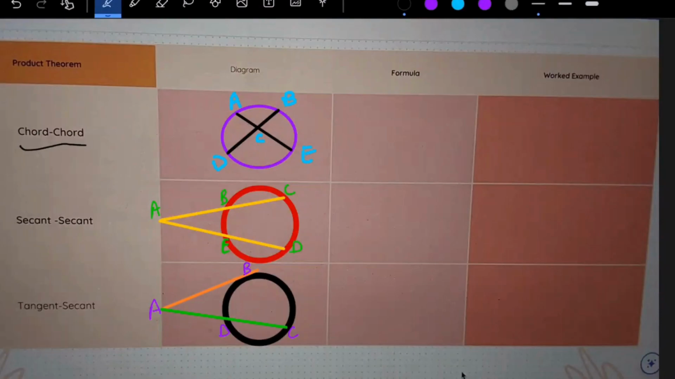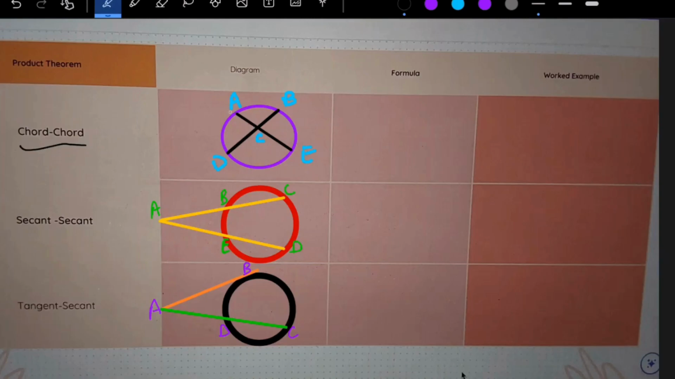Welcome to another video. This one talks about the segment relationships in circles. The first relationship is the chord-chord theorem. This is two chords that will be separated into pieces by the point of intersection.